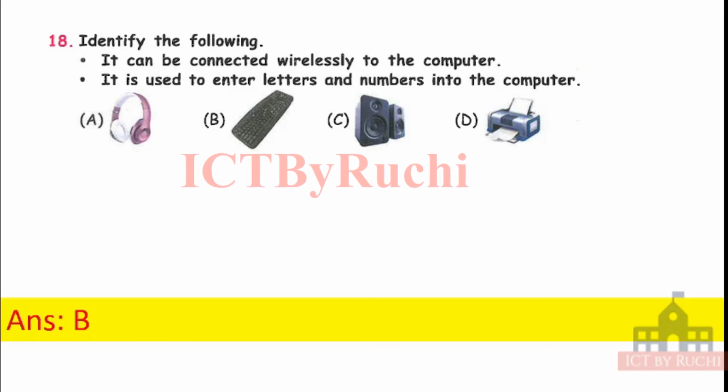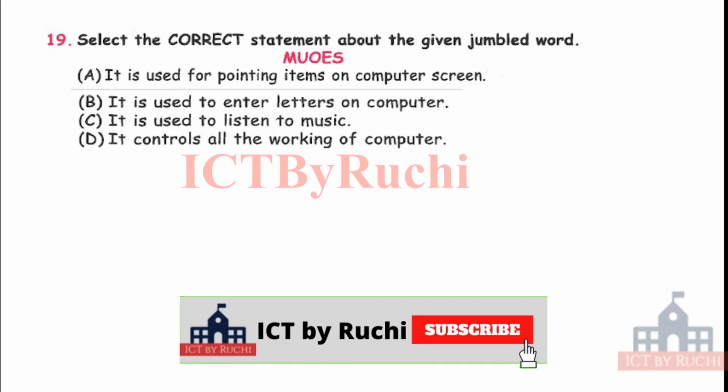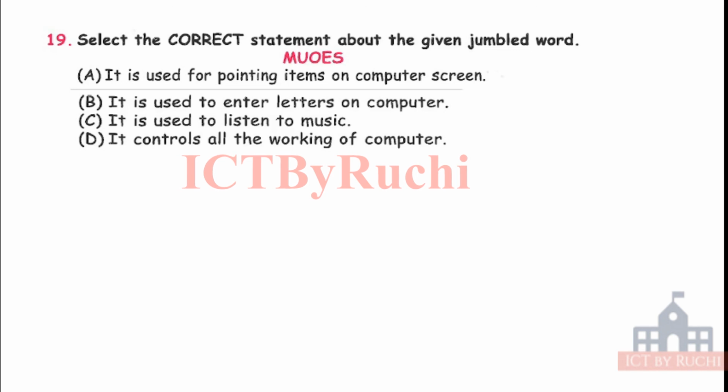Very easy. Next question. Select the correct statement about the given jumbled word. So as we know that we have a computer vocabulary, parts of a computer. So we have to think which word these jumbled letters are forming, and then we have to choose from the options. A option, used for pointing item on a computer screen. It is used to enter letter on a computer. It is used to listen to music. It controls all the working of a computer. Okay. So tell me the answer.